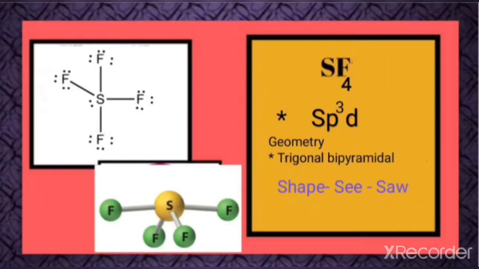4 bond pairs plus 1 lone pair is equal to 5, so its geometry is trigonal bipyramidal. Here there is 1 lone pair when we make the trigonal bipyramidal geometry. But when we are talking about the shape, we can ignore this lone pair. So when you look at it now, its structure looks like a seesaw. So its shape is seesaw. We can say it has sp3d hybridization. The geometry is trigonal bipyramidal, but the shape is seesaw.